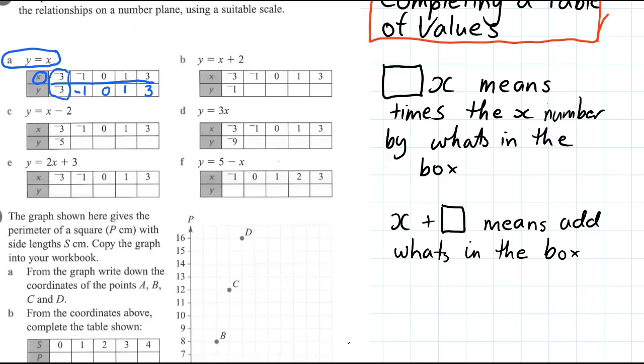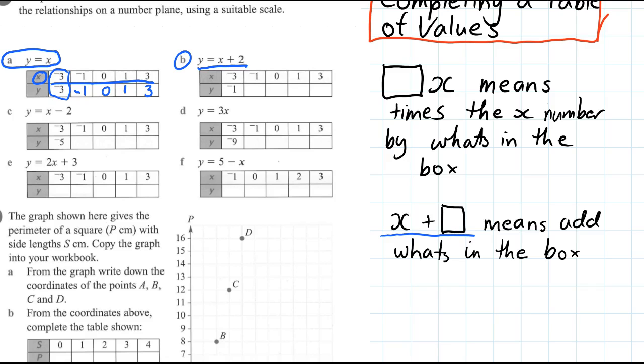I'll do a couple from question B. Here you've got a little bit more complex instruction. y is the same as x plus 2. So whatever x is, we add 2 to it. This is the pattern, that instruction. x plus something means you add the something in the box to the x. So here, whatever our x is, we add 2 to it.